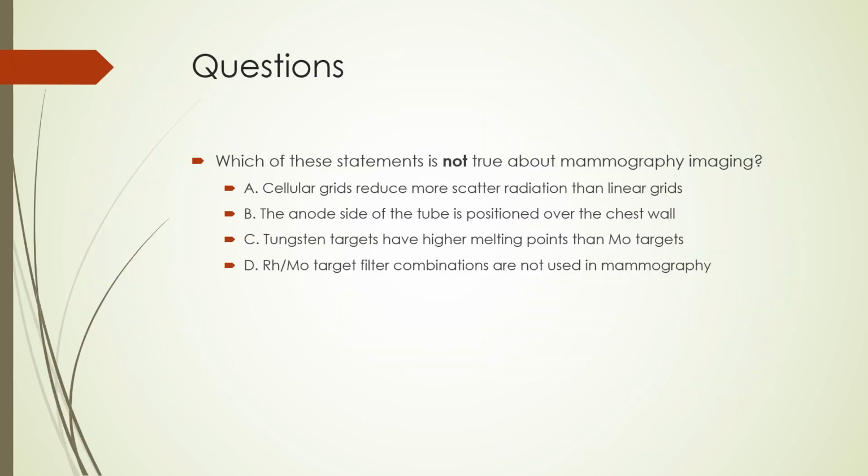Let's finish up with a few questions. First question, which of these is not true about mammography imaging? First choice, cellular grids reduce more scatter radiation than linear grids. Second choice, the anode side of the tube is positioned over the chest wall. Third choice, tungsten targets have higher melting points than moly targets. Fourth choice, rhodium-moly target filter combinations are not used in mammography. The statement which is not true about mammography imaging is B.